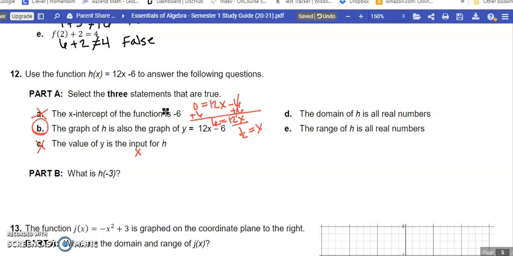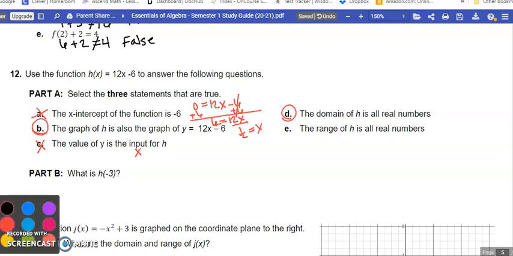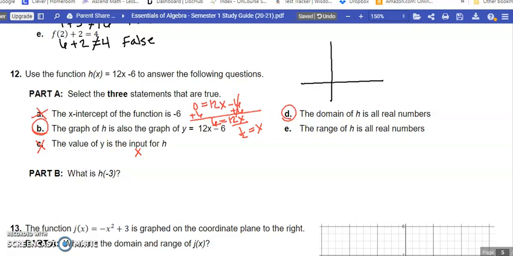The domain of h is all real numbers. So yes, that would be correct, because if you visualize it on a graph, this is going to be a linear function that's kind of steep. It has a y-intercept of negative 6 and a slope of 12. It's going to have arrows, so it keeps getting wider and wider, and the range of h is also all real numbers because it's going to keep going up forever and down forever. So our true statements here are B, D, and E.